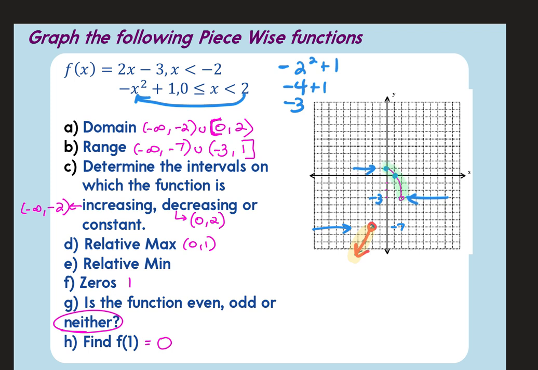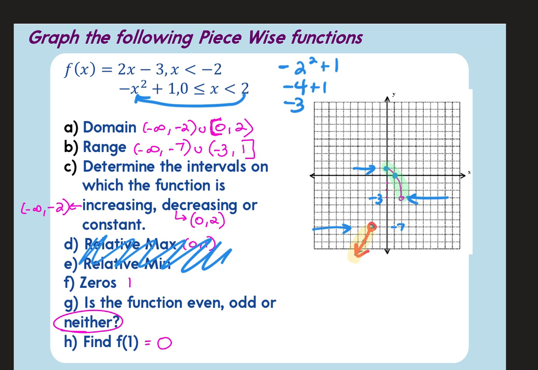Ignore these relative max and mins. You won't get something where the minimum is caused by a restriction on the domain or the maximum is caused by a restriction on domain, because we haven't had that conversation, so I don't want to confuse you, okay? It only crosses the x-axis once, and it is at 1, so that's your zero. It is neither even nor odd, and f of 1 is 0.